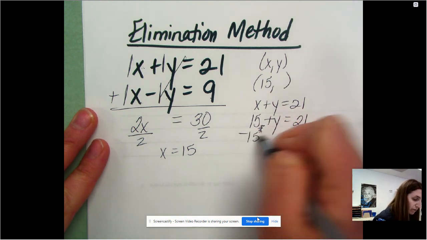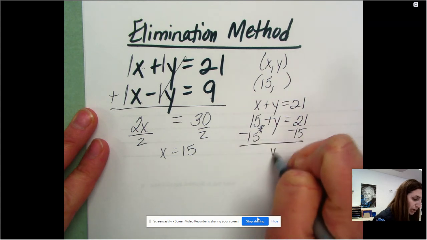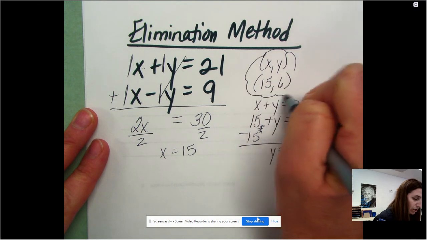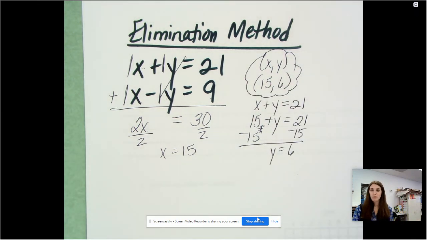So let's subtract the 15 on both sides. We get y equals 6. So again, placing that up there in our solution and bubble clouding it. So our answer to the system is (15, 6).